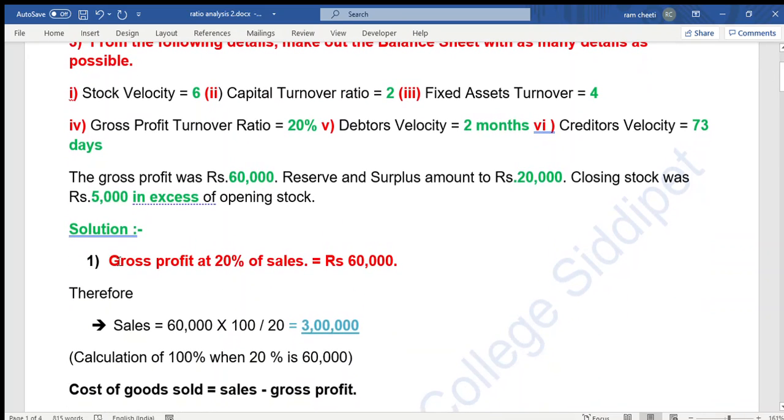The first information, easy to crack, is that gross profit at 20% of sales is 60,000. So if 20% is 60,000, then what is 100%? Simply, that is 3 lakhs. 20% is nothing but 1/5 of the total figure. So 1/5 is 60,000, then the total will be 60,000 into 5, or simply 60,000 into 100 by 20. So sales is 3 lakhs. This is nothing but calculating 100% when 20% is given. Very simple.